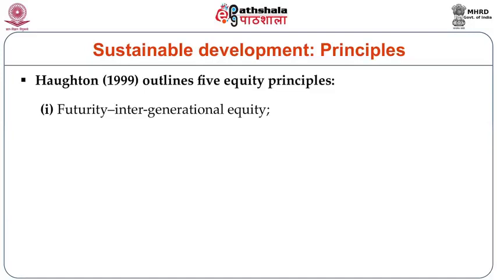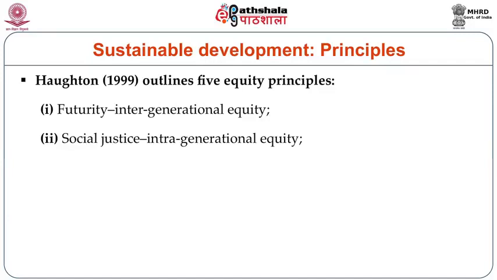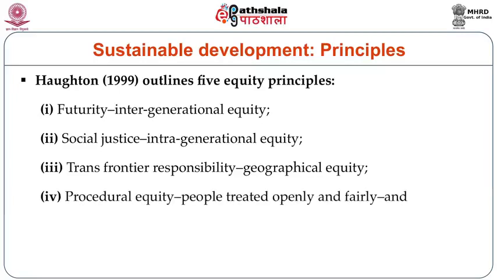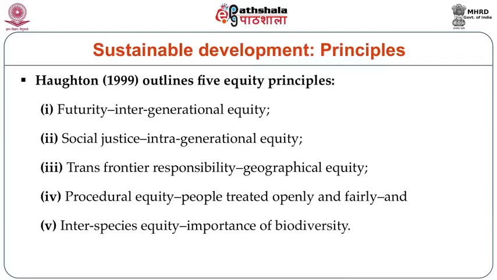This is basically the intergenerational equity. The next one he talks about is the social justice. That basically is nothing but intra-generational equity. The third principle that we would be discussing is the transfrontier responsibility, which basically is the geographical equity. The next one is the procedural equity, which is basically people treated openly and fairly. And the final principle is the interspecies equity, because basically it is the importance of biodiversity.